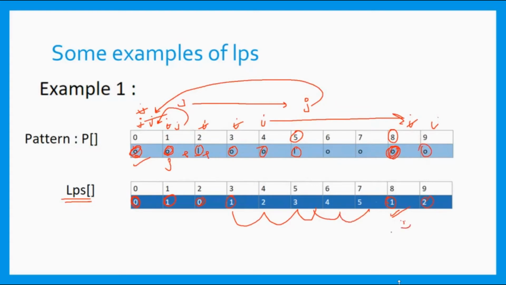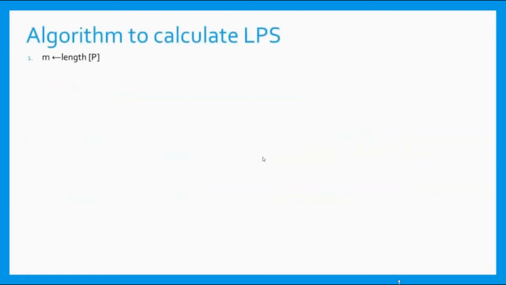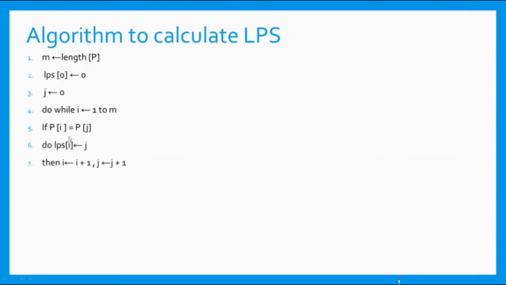Let's summarize our algorithm to calculate LPS array. We take length of pattern P as M, the length of our LPS array, and take LPS of 0 equal to 0. We initiate J from 0 and run while loop for values of I 1 to M. If pattern of I and J match, we store J as LPS of I and increase both I and J by 1. Else, if J is not equal to 0, we store LPS of J minus 1 in J. Else, if J equals 0, we take LPS of I as 0 and then increase I by 1. Thus, we obtain our LPS array.